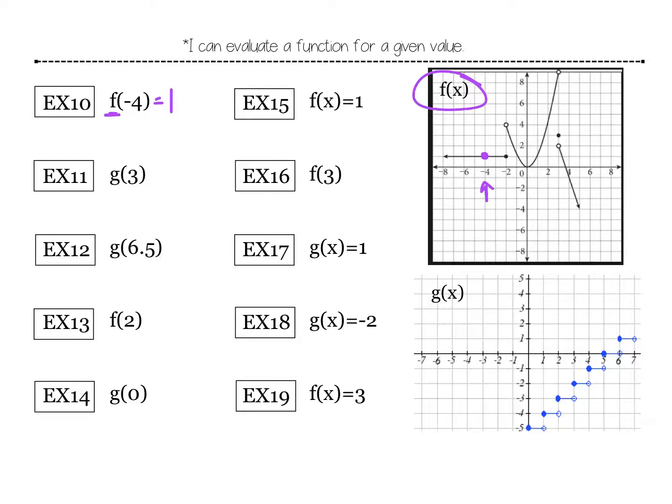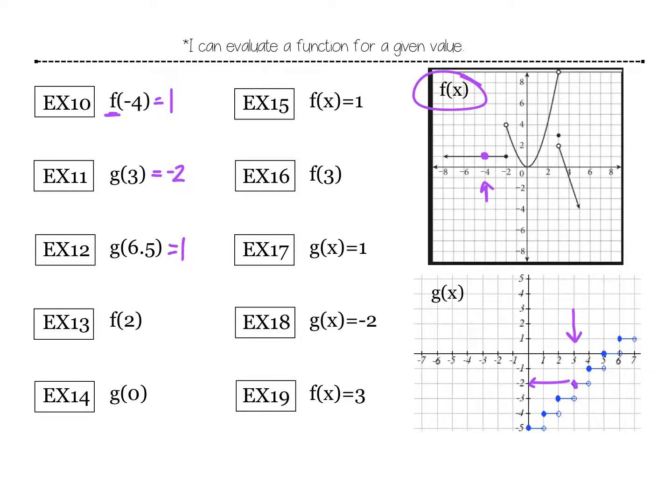All right, let's jump down to g of 3. So I'm using the g function, and I'm looking for when the input, or the x value, is 3. Where is the graph? It's down here at negative 2. So g of 3 is negative 2. All right, g of 6.5. So 6.5 is going to be somewhere between 6 and 7. So it's going to be up here, and the output is 1. So that y value is 1.